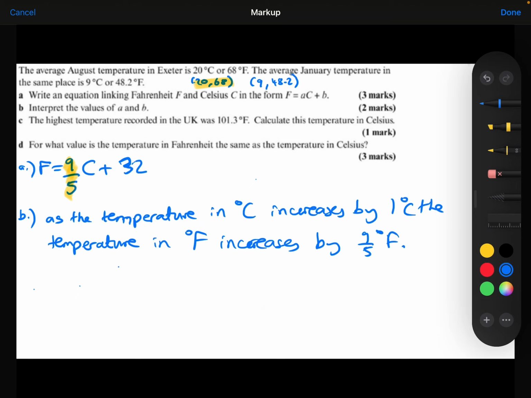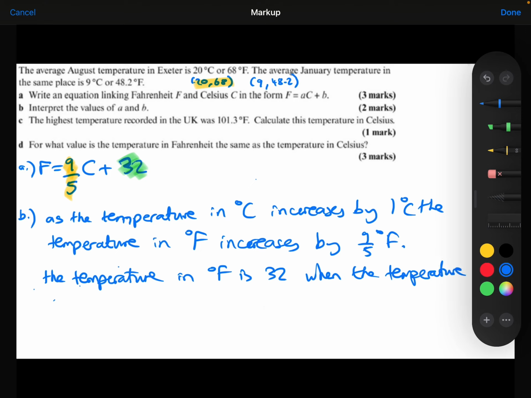The B, remember, that's the constant on the end here. And what that's saying is the temperature in Fahrenheit is 32 degrees when the temperature in Celsius is 0. The temperature in degrees Fahrenheit is 32 when the temperature in Celsius is 0. So those are my interpretations for the values of A and B.